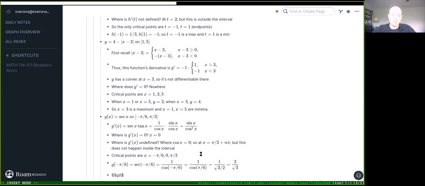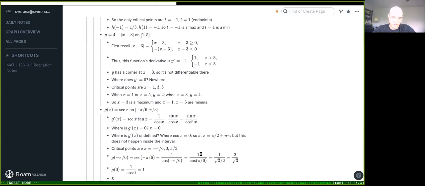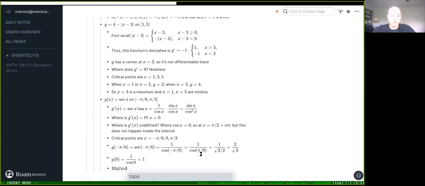G of 0 is 1 over cosine of 0, and that's 1. That one's pretty quick. G of pi over 3 is going to be 1 over cosine of pi over 3. Better put that in parentheses. Or, I think that's 1 over a half. So that's 2.